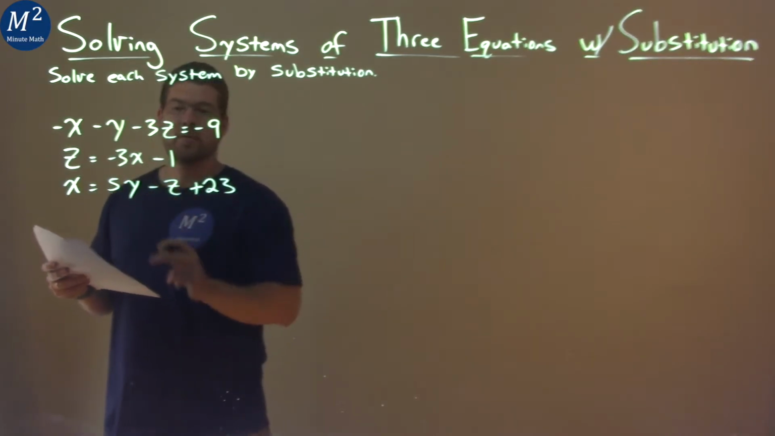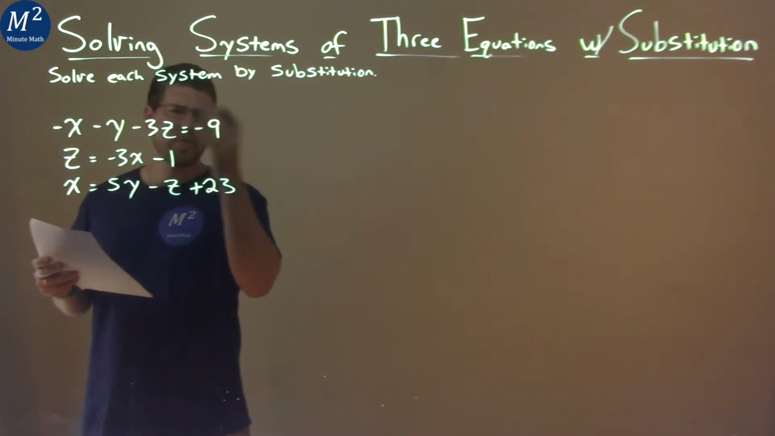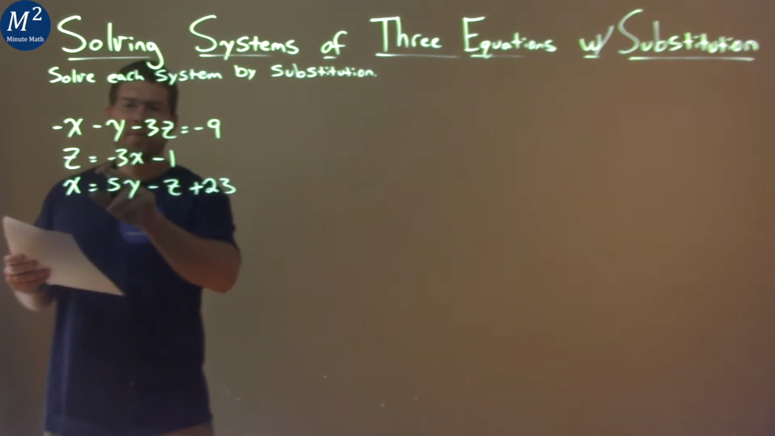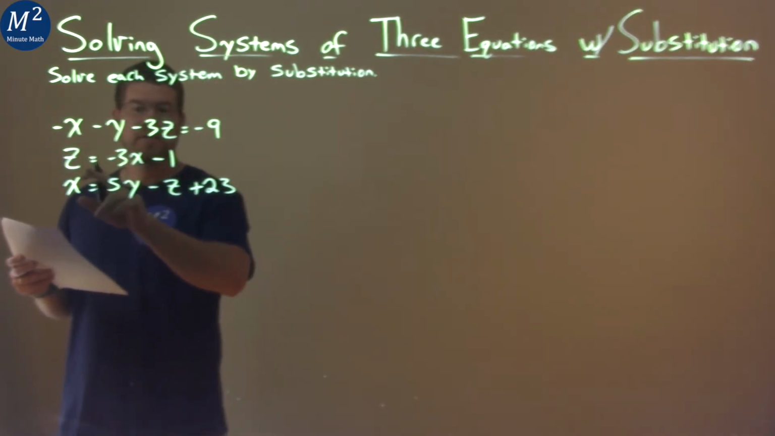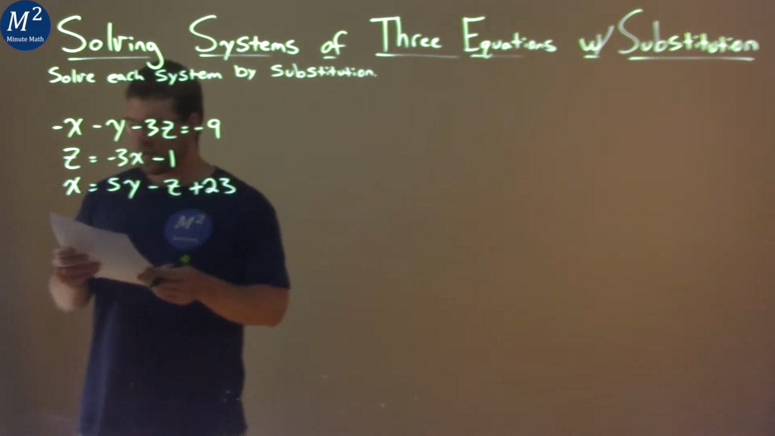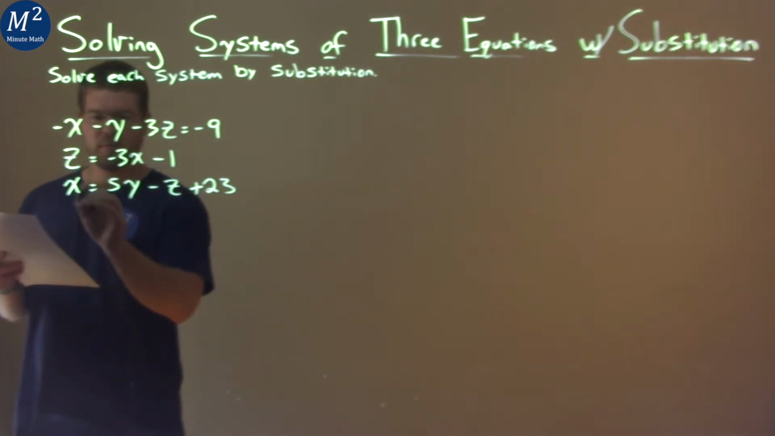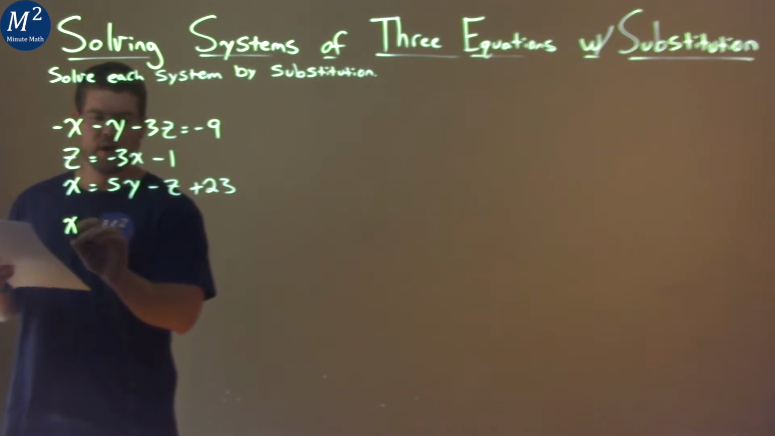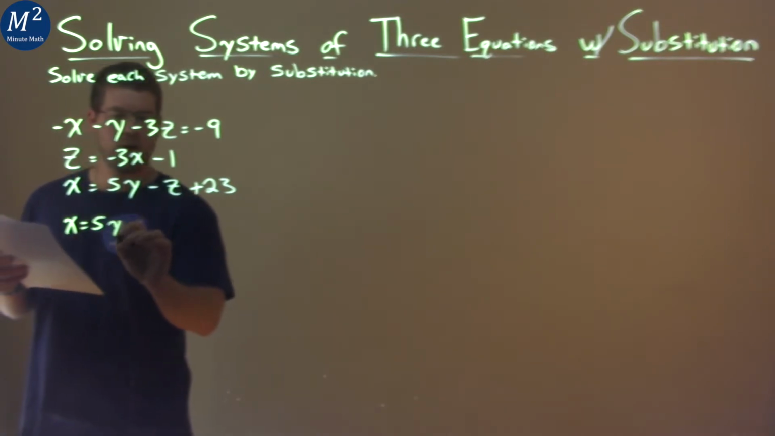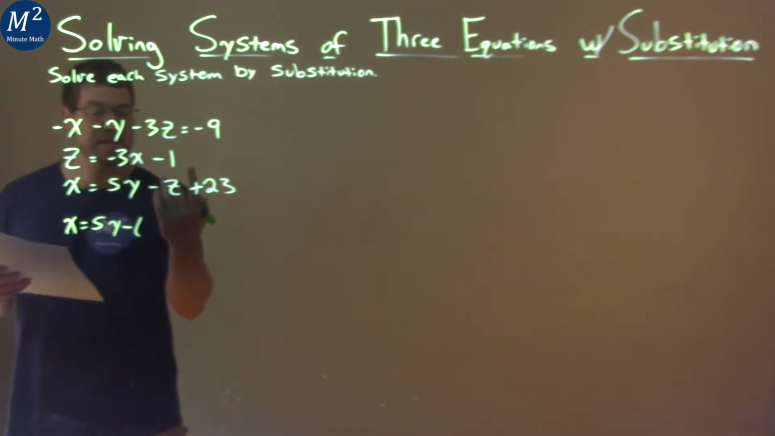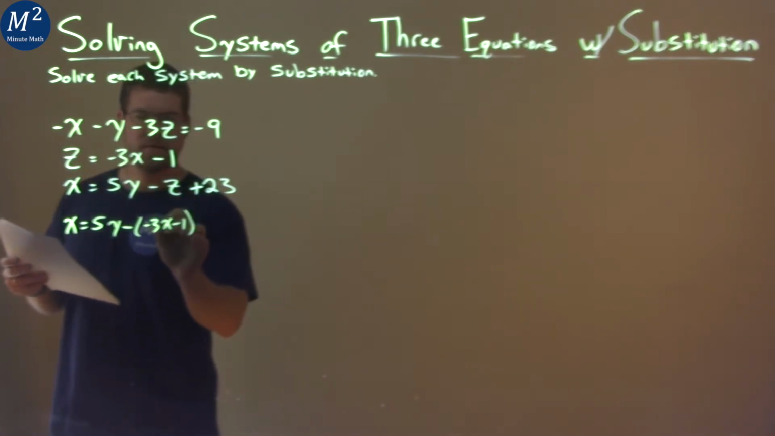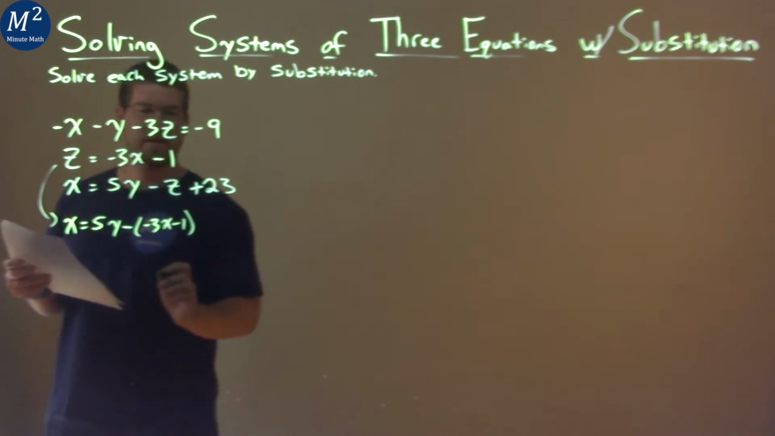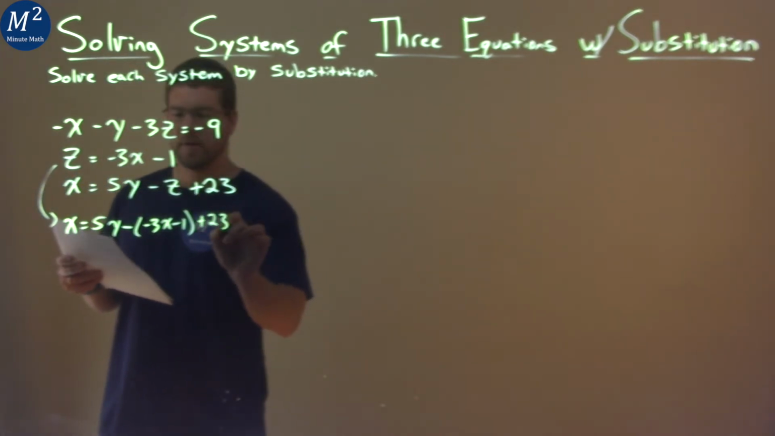and it's equal to one variable, the x, or something in terms of x. So what I'm going to do is take the third equation here, and then for z, I'm going to put in negative 3x minus 1. So let's go do that. I'm going to rewrite this third equation right here, x equals 5y minus, and instead of z, I'm putting that negative 3x minus 1 in for that z that's right there. You're going to see that here. And then we plus 23.